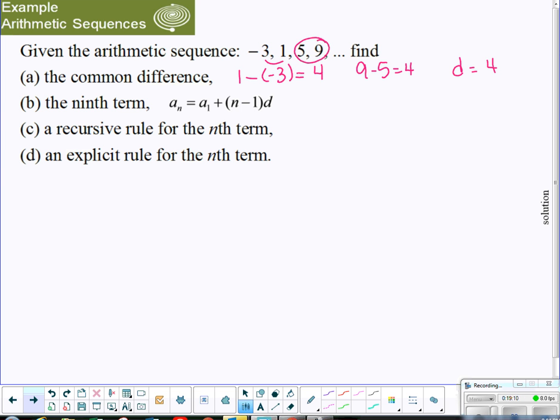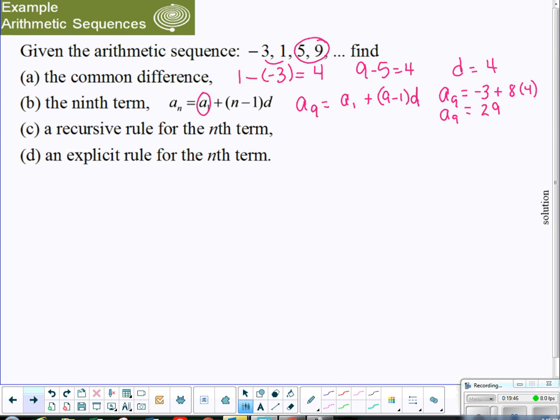Next they wanted us to find the 9th term. I do have the first term, so I'll find a sub 9 is equal to my first term plus 9 minus 1 times the common difference d. This is going to look like a sub 9 equals -3 for our first term plus 8 times the common difference of 4, which is 32. 32 minus 3 is 29. The a sub 9 term equals 29.